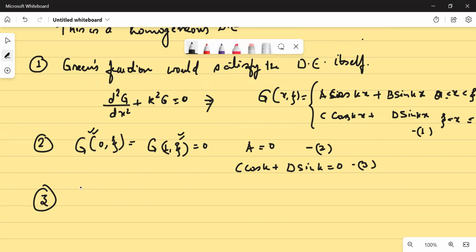Now, it implies that your G(x, zeta), because A is 0, can be written as B sin kx.